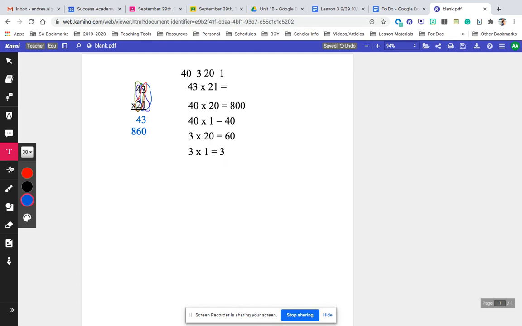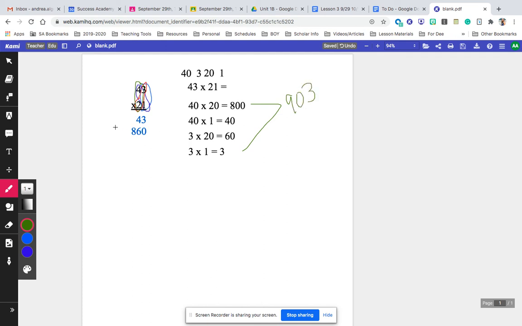Now, when we do partial products, right, we look at all the numbers on the right and we add them all together. So 800 plus 40 plus 60 plus 3, which I know is equal to, here, I'm just going to do it like this so as to not be confusing. Add it up, that equals 903.